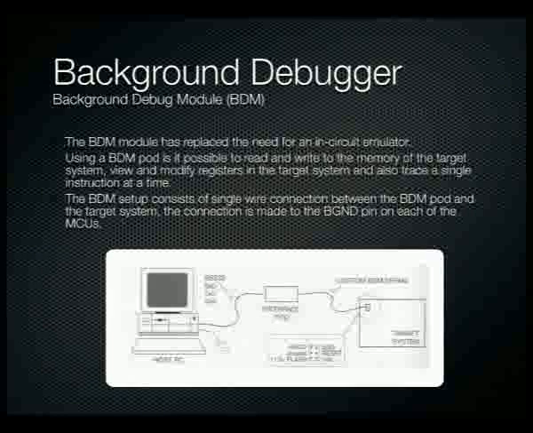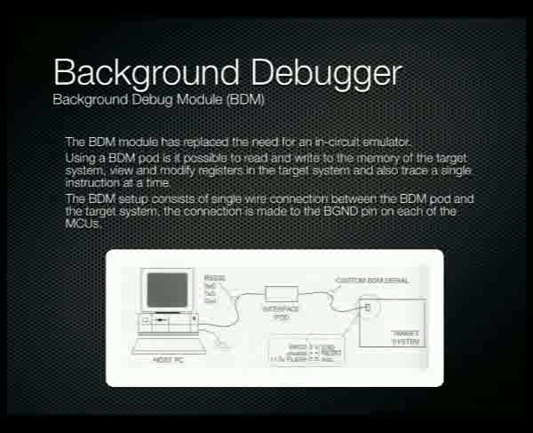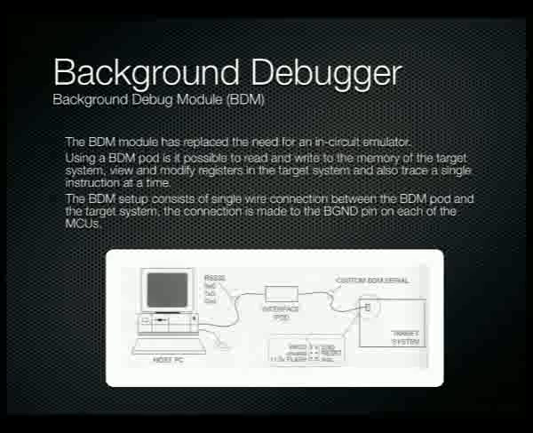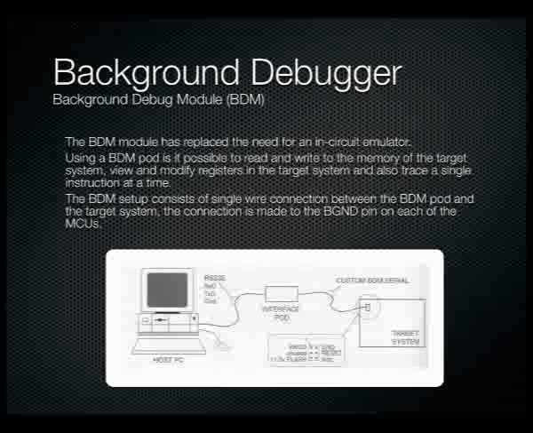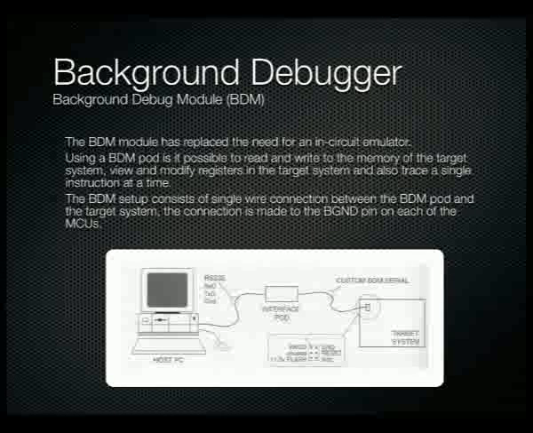Another mechanism that a lot of microcontrollers have is referred to as a background debugger. Like the name suggests, it's a background piece of hardware that sits in parallel with the microcontroller. There's some dedicated hardware on the processor to facilitate the background debugging. While the program is running on your target microcontroller, you can trace, look at the memory, and look at the register sets, all while it's running.